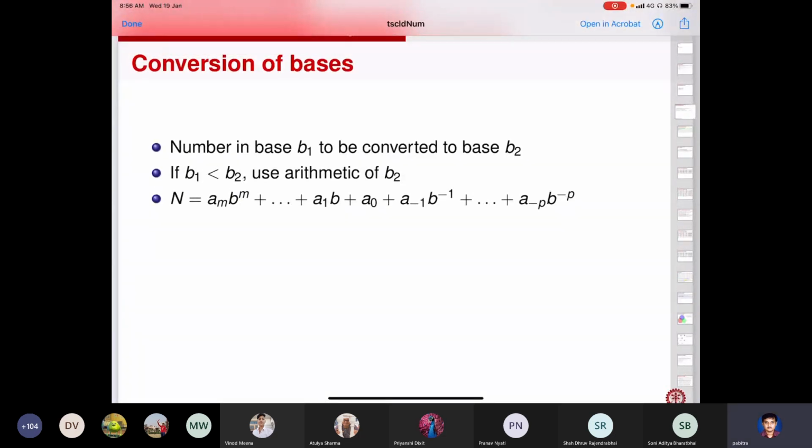Now let's go to the next important operation, which is converting between bases. Why is this important for a digital system? Of course, from a mathematical point of view, this is very important. But why is it important from a digital circuit view?